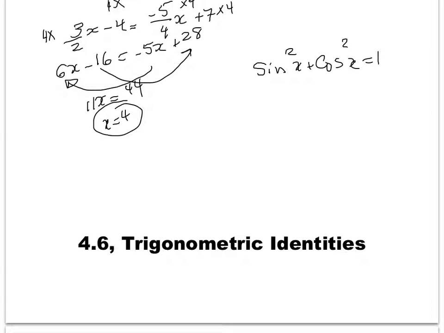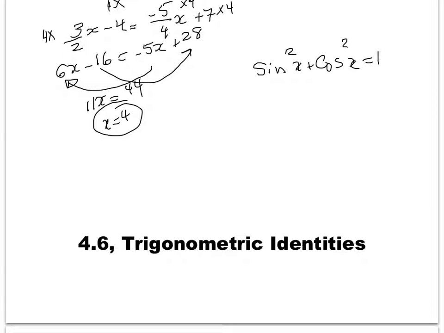Use your calculator and tell me what is sine squared 30 plus cos squared 30. Just add them up. What do you get? Just do it. I mean, do it on the calculator. Do not assume that it has to be 1. Do it and see the result. Sine squared 30 plus cos squared 30. What do you get?